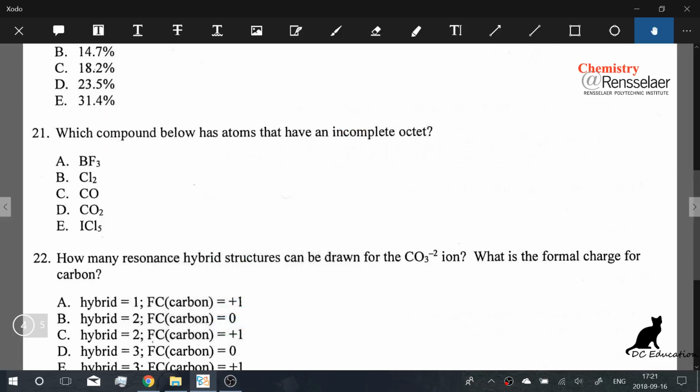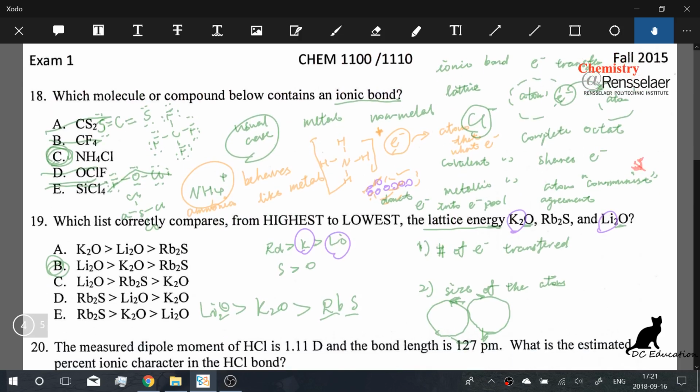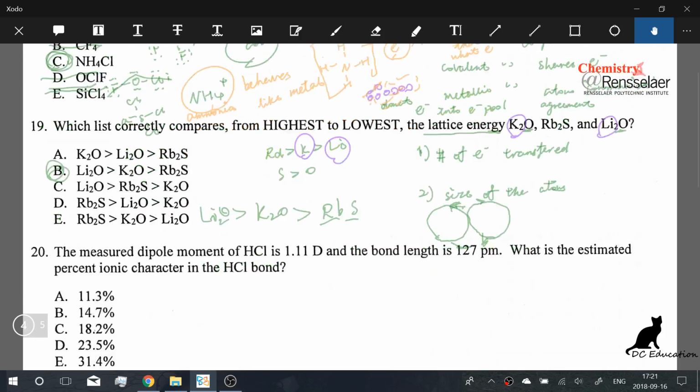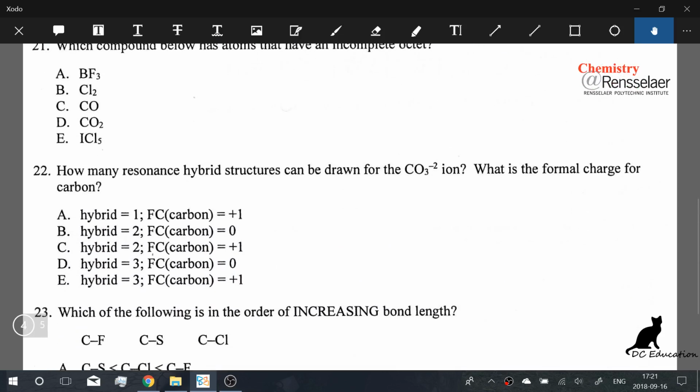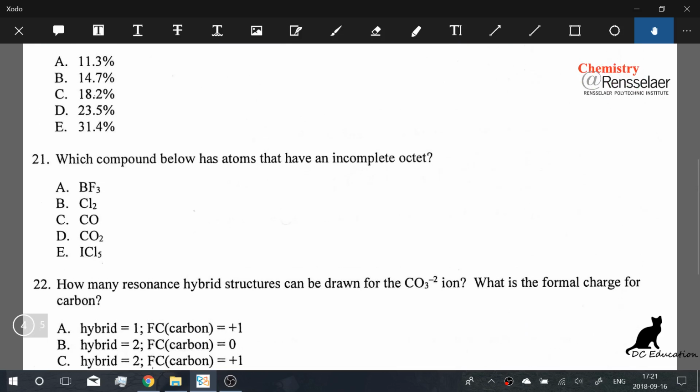Okay, folks, welcome back to another one of these exam videos, and we're still on exam 1 from 2015 fall semester, and now we're on question number 21, I'm sorry. Which compound below has atoms that have an incomplete octet?